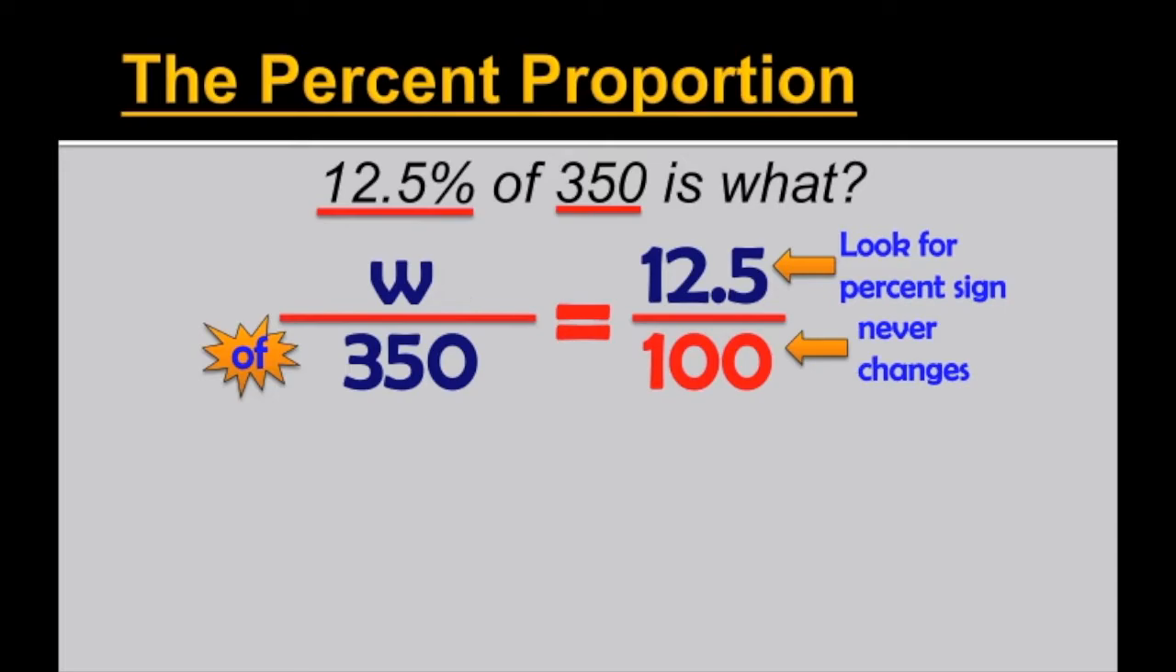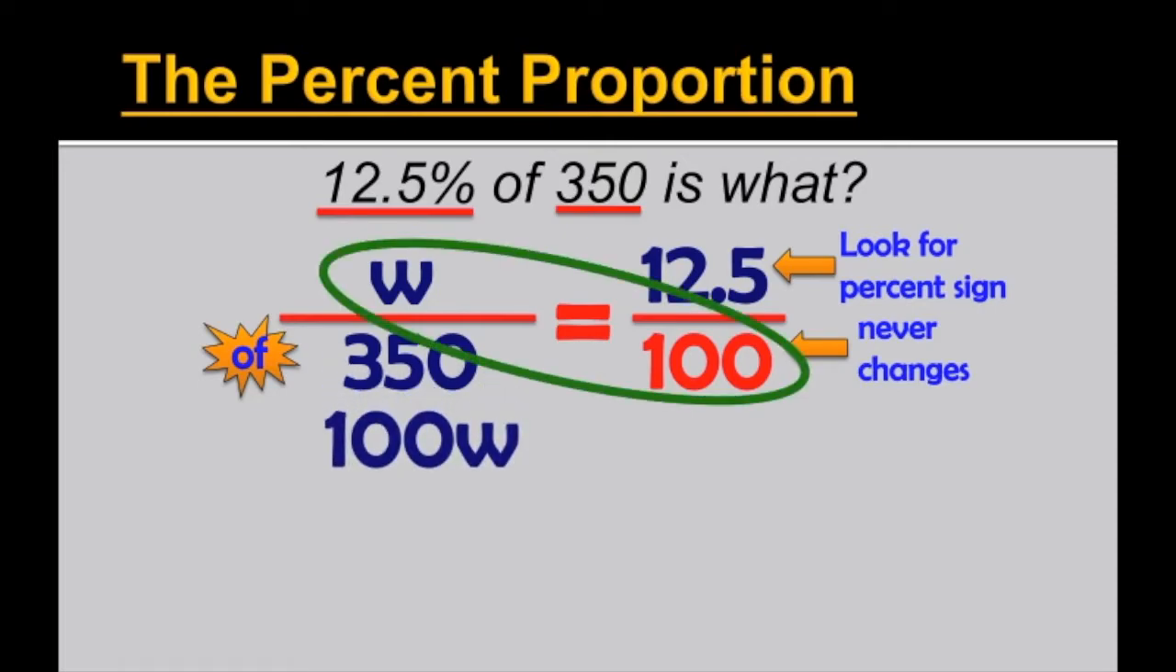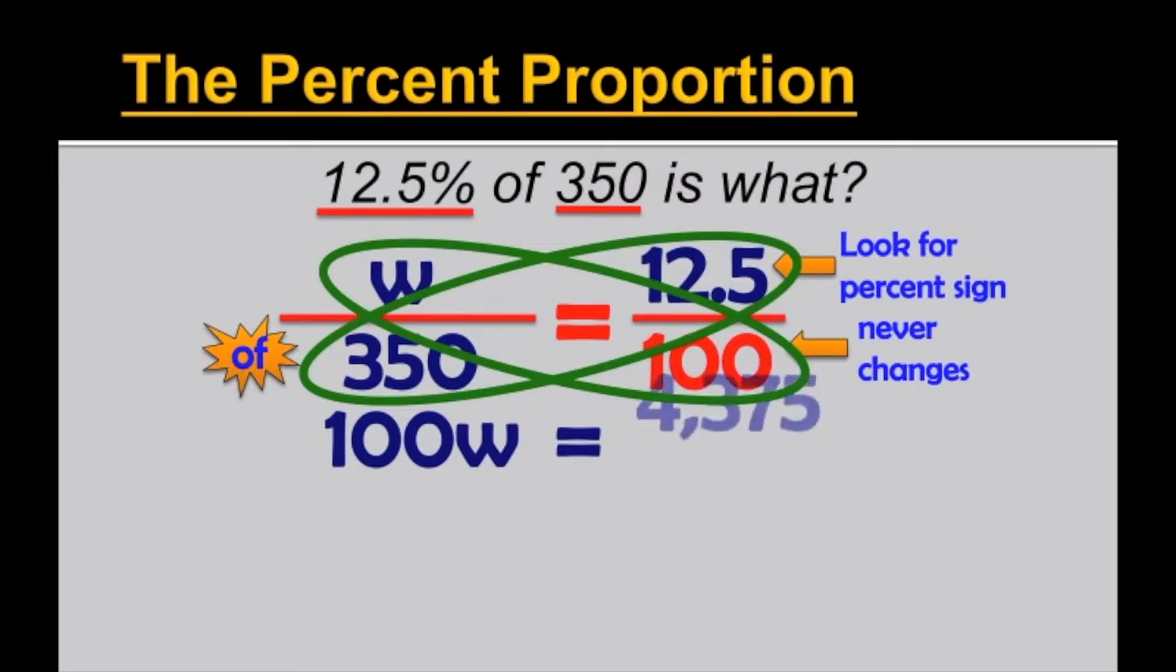So we'll cross multiply, then divide. So let's cross multiply first. When we do that, we'll have 100 times W, which is 100W. Bring down the equal sign, and then we cross multiply the other way. 350 times 12.5. And that gives us 4,375.